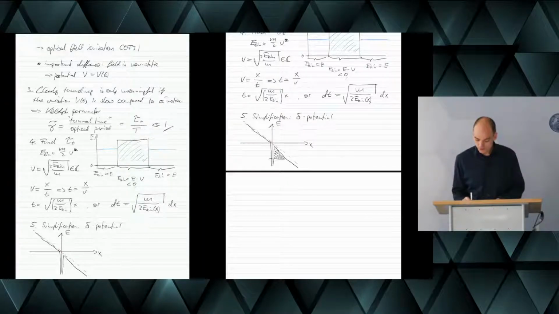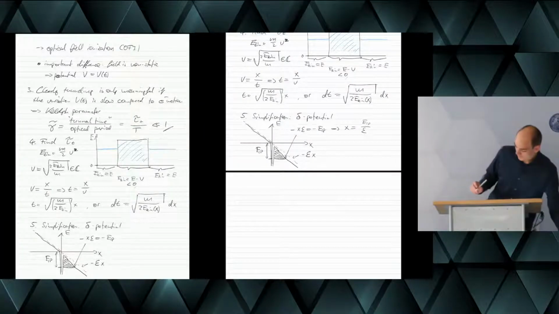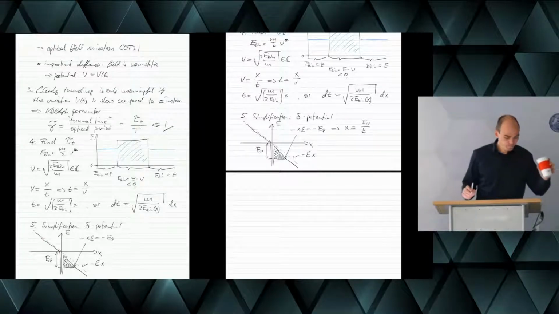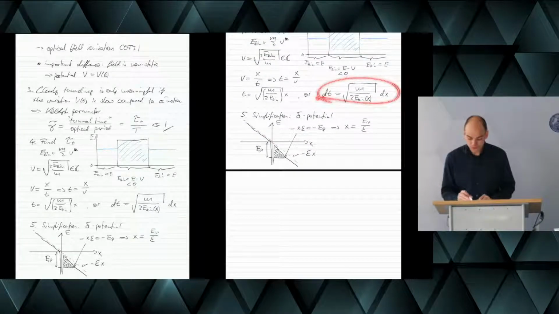Yes. This here would be the ionization potential, and this slope here is minus E, so this is minus E times x. And then we can find an expression for this point. So here we have minus x times E equals minus EIP. And therefore x, this would be the tunnel exit in this delta potential. This would be EIP divided by the electric field. And now we can use this expression here.